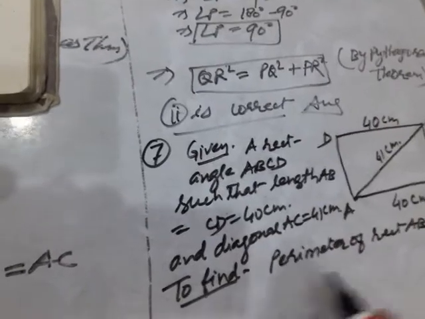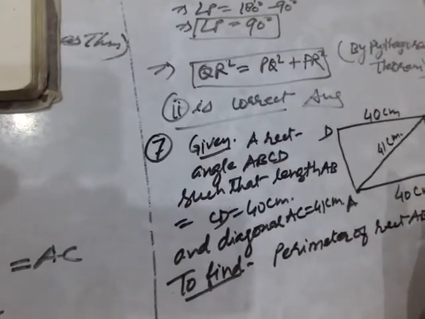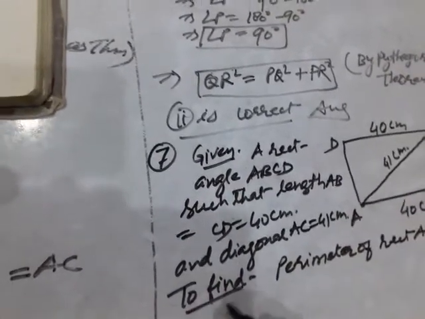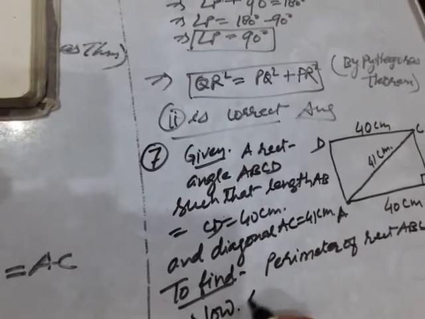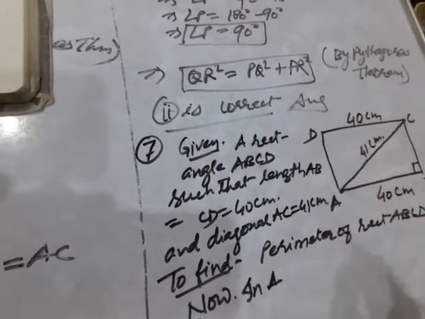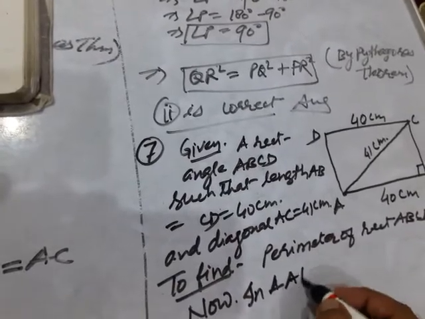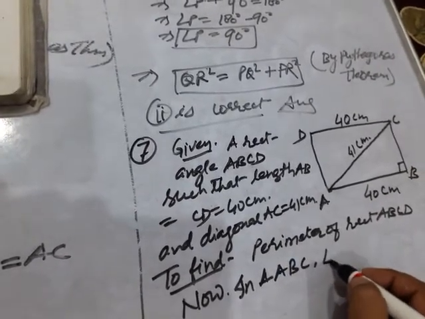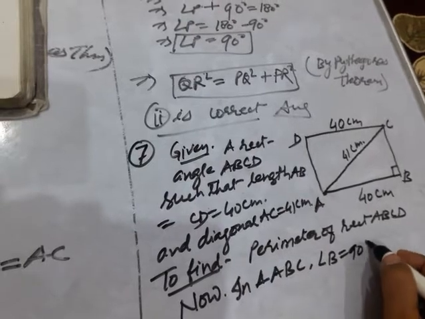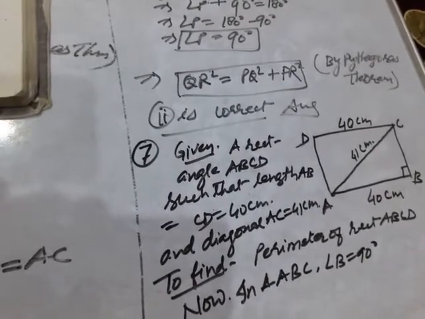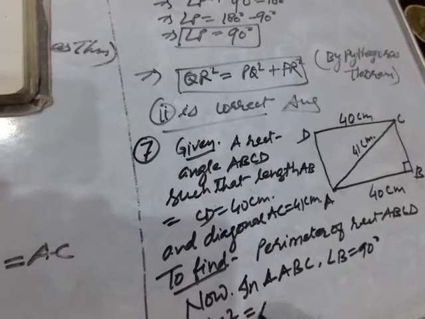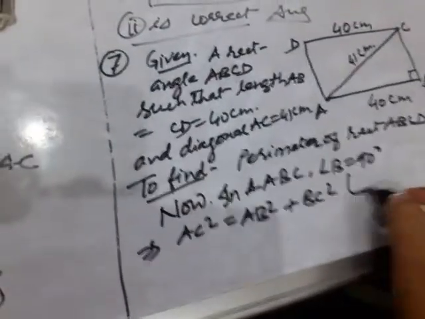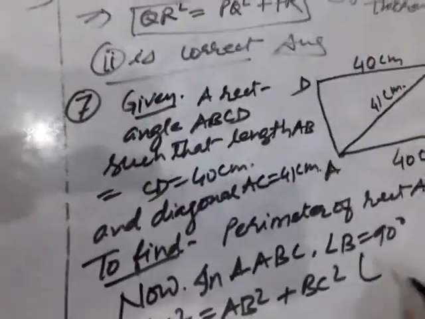Now you know that all the four angles of a rectangle are right angles. Clear children? Now in triangle ABC, angle B equal to 90 degrees. This implies that AC square equal to AB square plus BC square. How did it happen? By Pythagoras theorem.